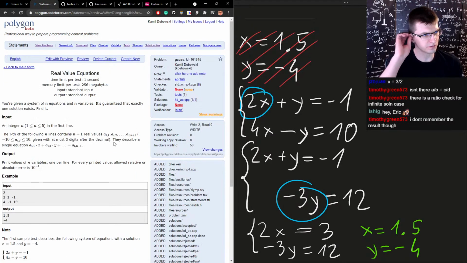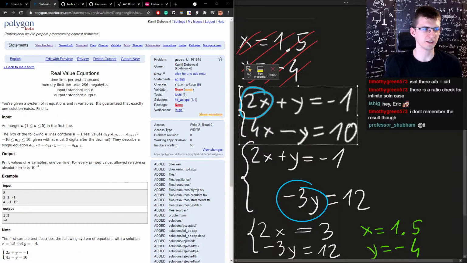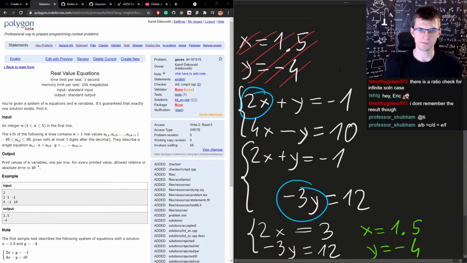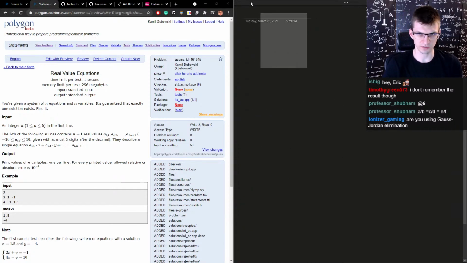There is a ratio check for infinite solution case. Maybe for n equal to 2, not for anything bigger. And yeah, you would need to consider all 6 numbers to say if there is a solution or not. Or actually, if there is same ratio between them, then depending on whether those numbers have the same ratio, you can say if there are 0 cases or infinite number of them.